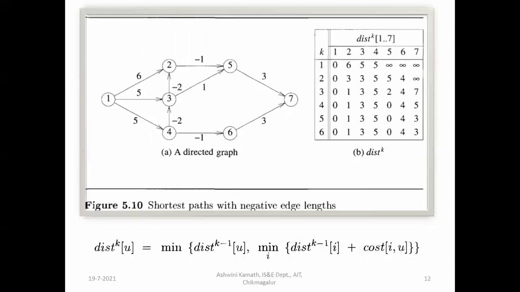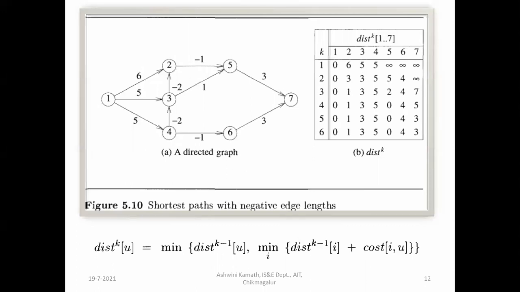Okay, this is the distance row 6. For 2 it is 1. For 3 it is equal to 3. For 4 it is equal to 5. And for 5 it is equal to 0. And for 6 it is equal to 4. And for 7 it's equal to 3. So these are the minimum, that is the shortest path from 1 to all other vertices.